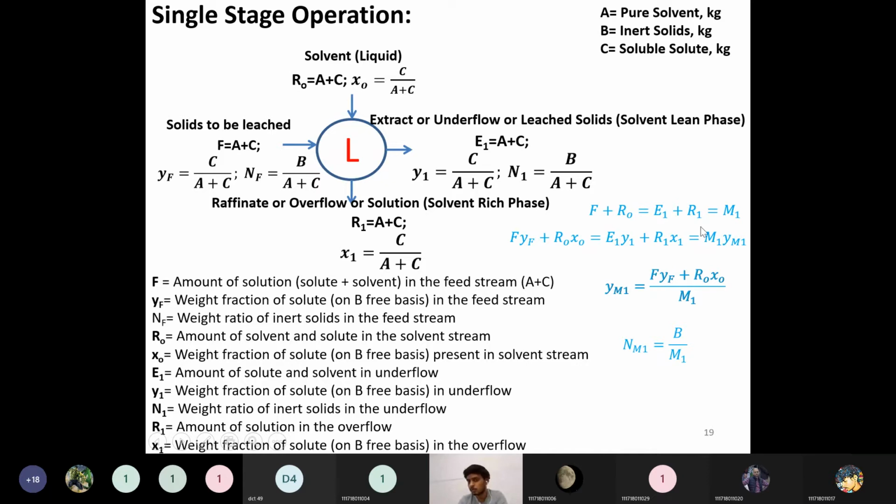Now we will see how to derive these useful equations in single stage operation. This entire operation is known as single stage operation. If you understand this single stage operation, it will be very convenient to go for cross current multi-stage operation and counter current multi-stage operation.